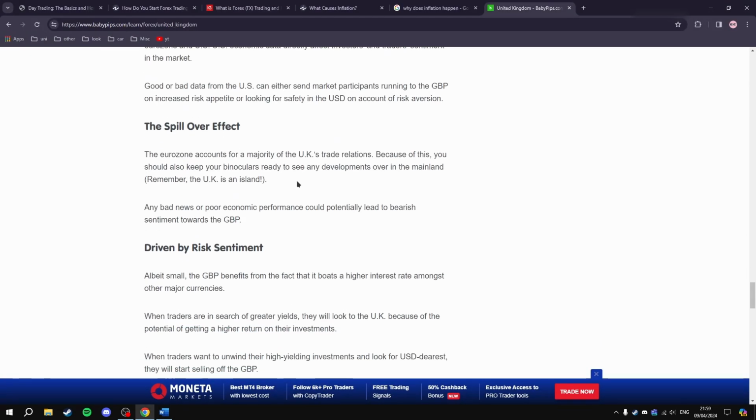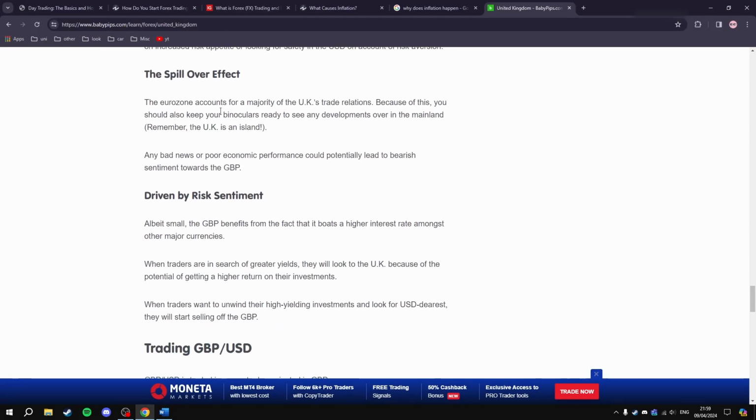The spillover effect. The Eurozone accounts for a majority of the UK's trade relations. Because of this, you should keep your binoculars ready to see any developments over in the mainland. Remember, UK is an island. Any bad news or poor economic performance could potentially lead to bearish sentiment towards the GBP.